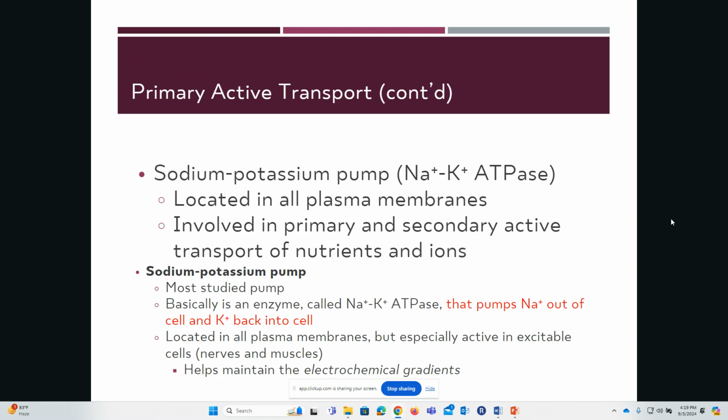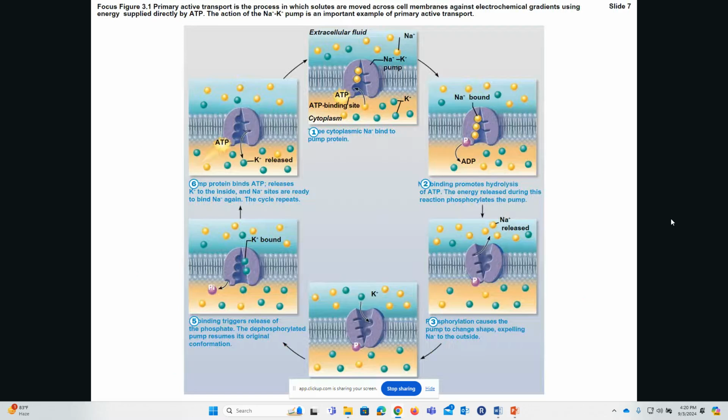membrane in opposite ways. It actually pumps 3 sodium out of the cell and 2 potassium back into the cell every time it pumps. And we find this very useful, especially in excitable cells like nerve cells and muscles. It really helps maintain electrochemical gradients. So let's look at the functioning of the sodium-potassium ATPase, or the sodium-potassium pump.